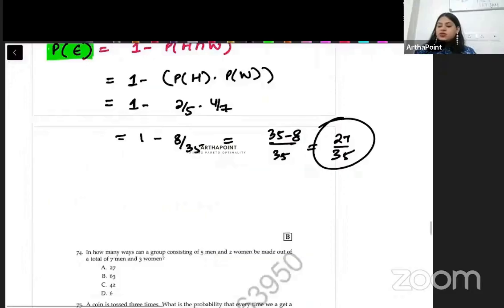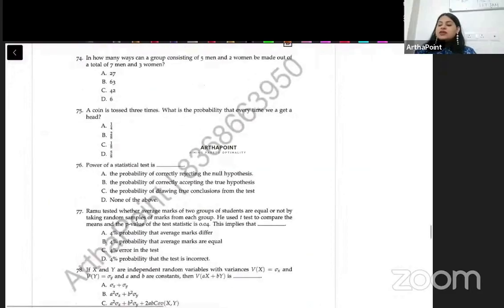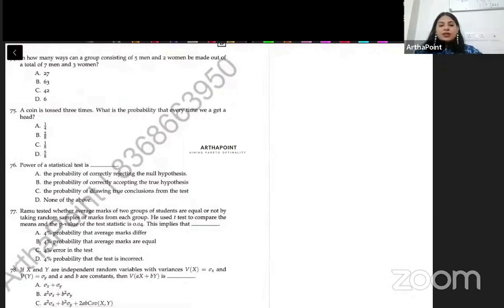Okay, now come to the next question. In how many ways can a group consisting of 5 men and 2 women be made out of a total of 7 men and 3 women? So I need to go ahead and make a group consisting of 5 men and 2 women. Okay, so very, very simple.